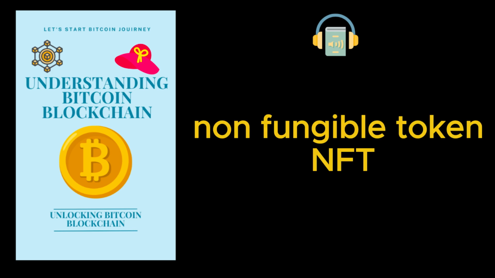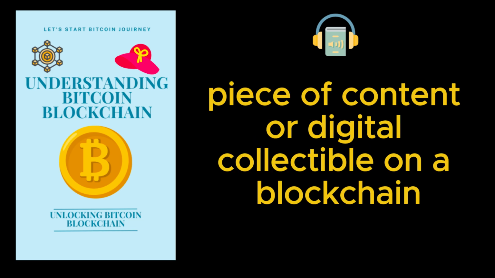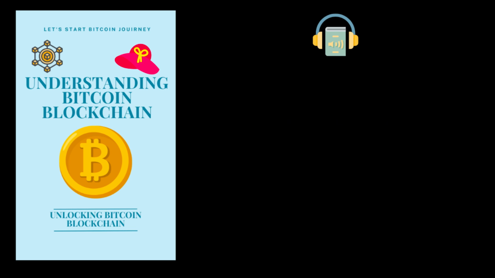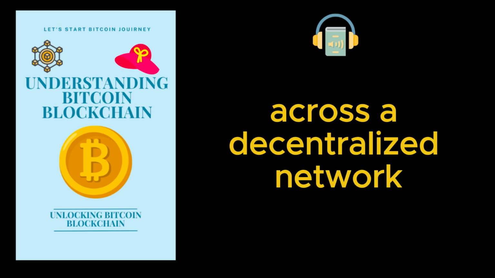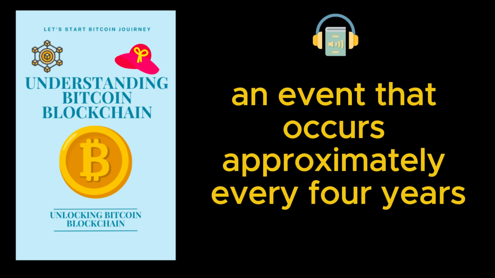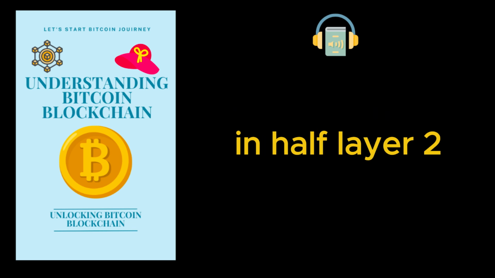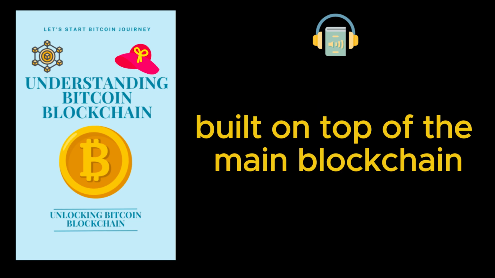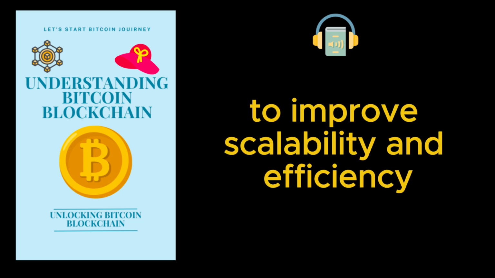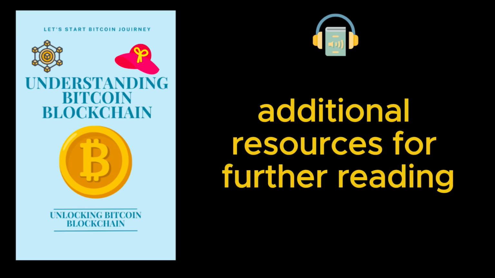Non-fungible token, NFT, a unique digital asset that represents ownership of a specific item, piece of content, or digital collectible on a blockchain. Consensus mechanism, a process used to agree on the state of the blockchain and validate transactions across a decentralized network. Halving, an event that occurs approximately every 4 years where the reward for mining a block of Bitcoin is cut in half. Layer 2, secondary protocols or networks built on top of the main blockchain to improve scalability and efficiency, such as the Lightning Network. Additional resources for further reading.